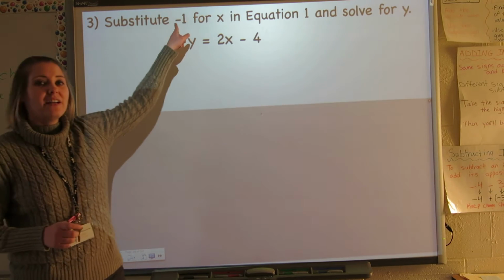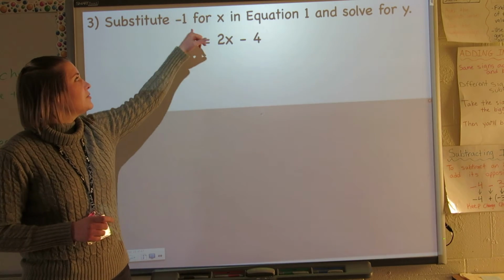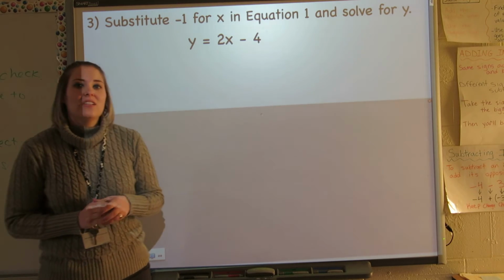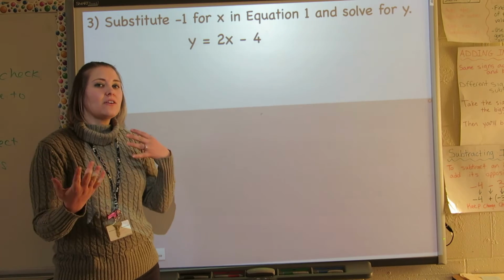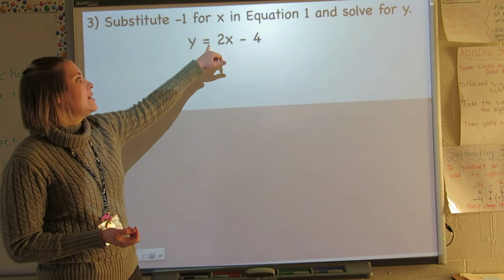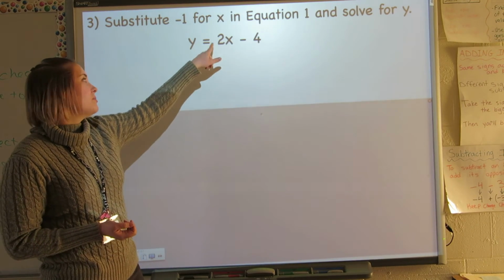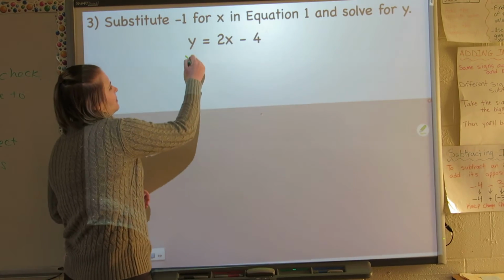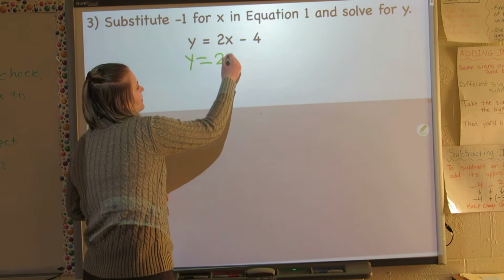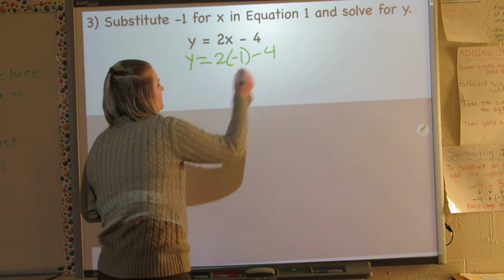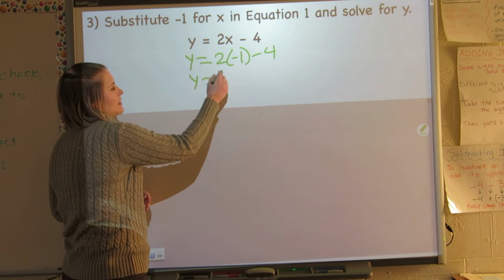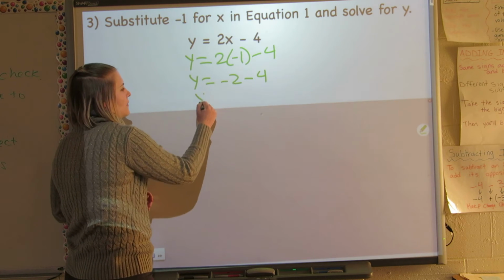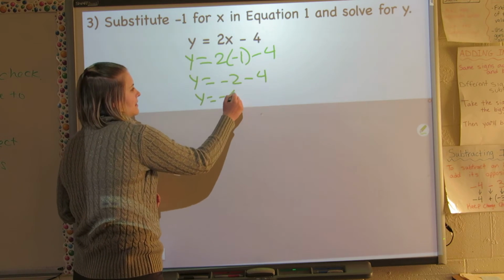So now that I know that x is equal to negative 1, I'm going to substitute negative 1 for x in equation 1 and solve for y. I can do it in either equation, but equation 1 is easier to substitute it into because it's already solved for y. So I will replace x with negative 1. So this becomes y equals 2 times negative 1 is negative 2 minus 4. Y equals negative 6.